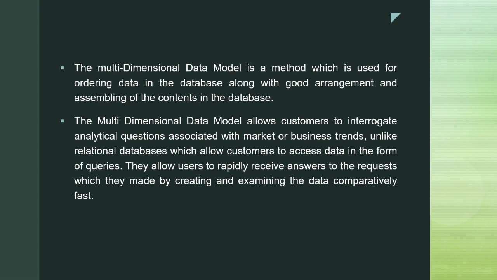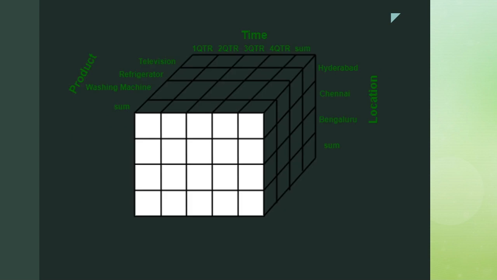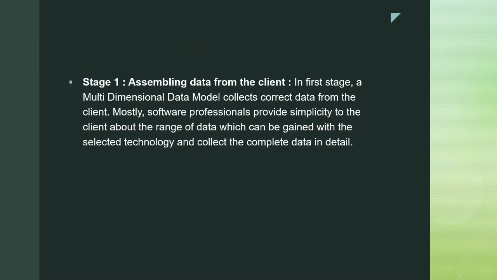They allow users to rapidly receive answers to the requests which they made by creating and examining the data comparatively fast. This is the visual representation of a multidimensional data model. So we have divided it into multiple dimensions and we can view the data relatively easily as it is properly classified. There are a few stages in multidimensional data modeling, among which the first one would be assembling the data from the client. In the first stage, a multidimensional data model collects the correct data from the client.